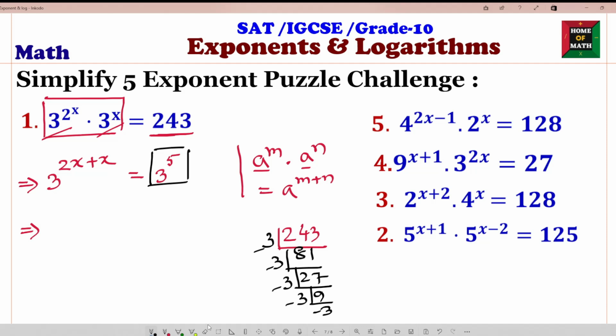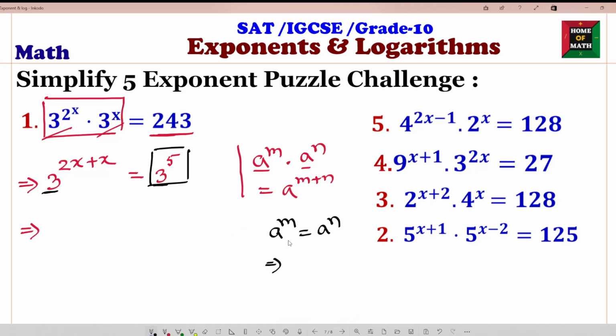Now, again, one thing, here the base is also the same. In the left hand side and right hand side, the bases are the same. Therefore, the powers will be equal. We know the formula, a to the power m equals a to the power n means m equals n because both bases are the same. So here we can write 2x plus x, this is 3x equals 5 because the powers are equal. Once we divide both sides by 3, the result will be 5 by 3, and this is our answer.